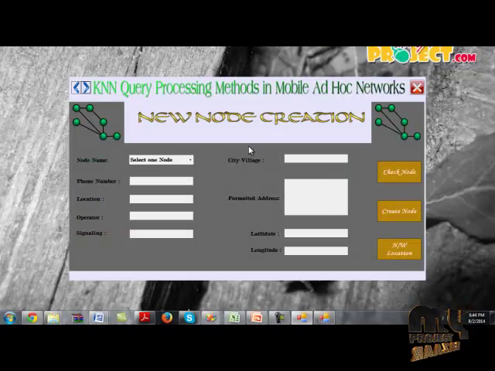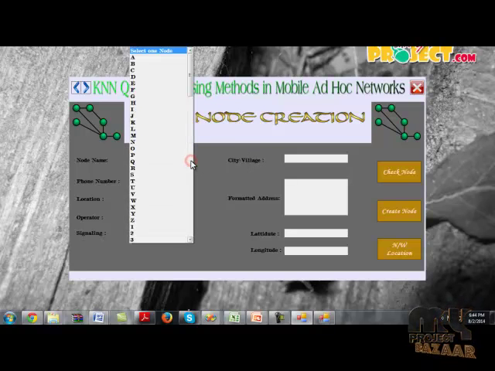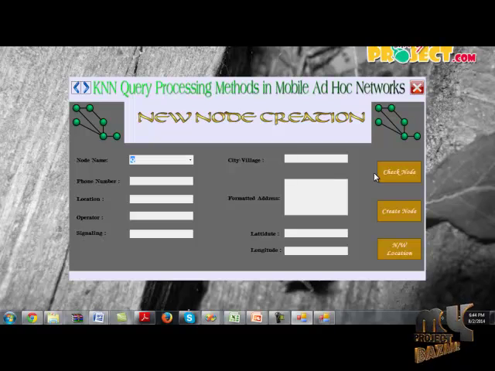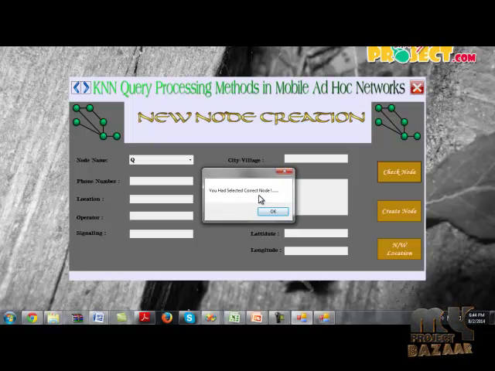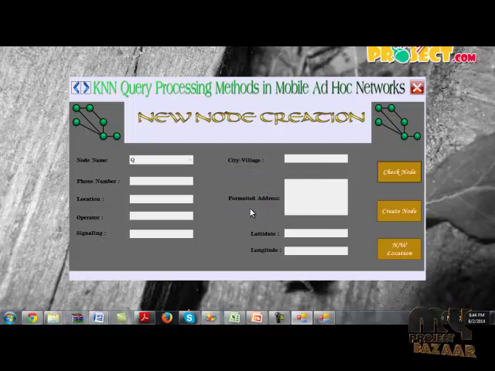See the demo of the project. This is the first page of the project. First you should create your new node connection if you are a new user, by entering the node name and clicking check node. If it is a new node, it will show that you have selected create your new node. Otherwise it will show that you have selected an invalid node.